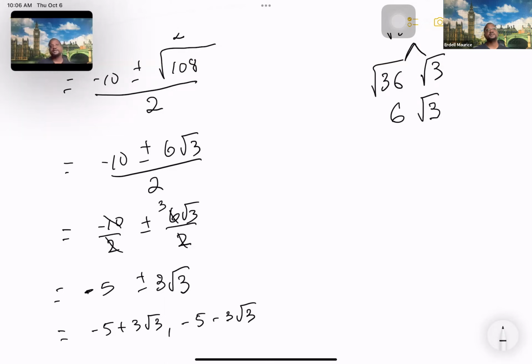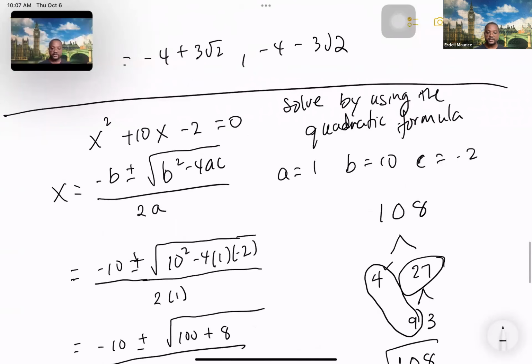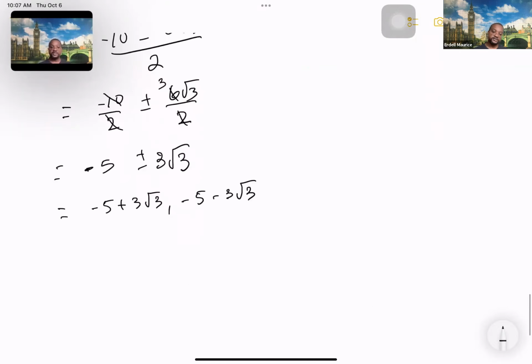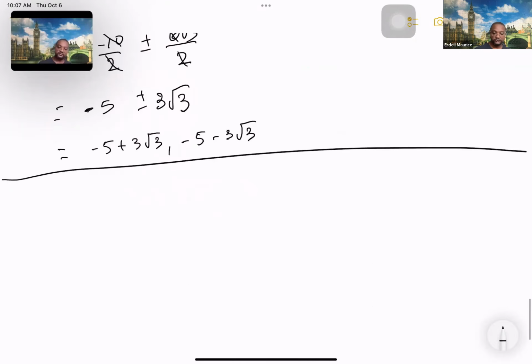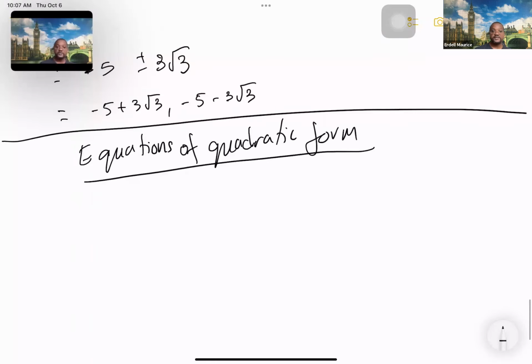All right, hearing no questions then. Yeah, so you definitely need to learn how to complete the square, how to use the quadratic formula. But you also have to be able to work equations of quadratic form. So if I have something like, for example, say x plus 9 squared minus 7 times x plus 9 minus 18 is equal to 0.